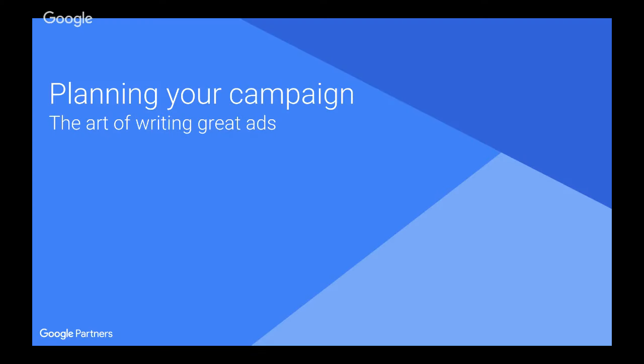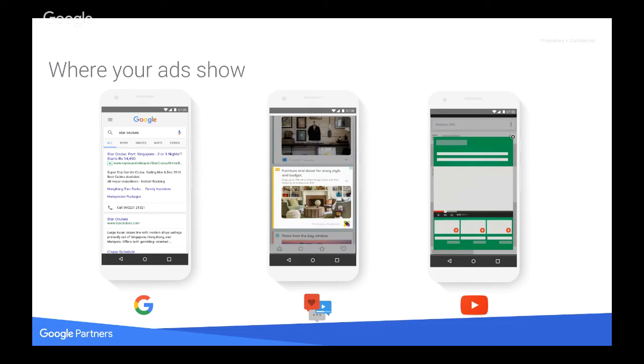So how do we plan a campaign and write a great ad? Before we go into how to write a great ad, I have to tell you where your ads can be shown once you're on AdWords. When you advertise on AdWords, your ad can appear on a plethora of different platforms.